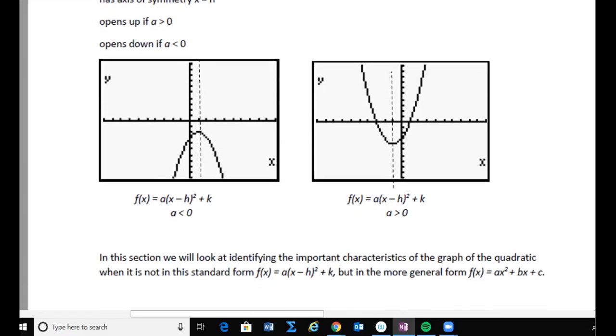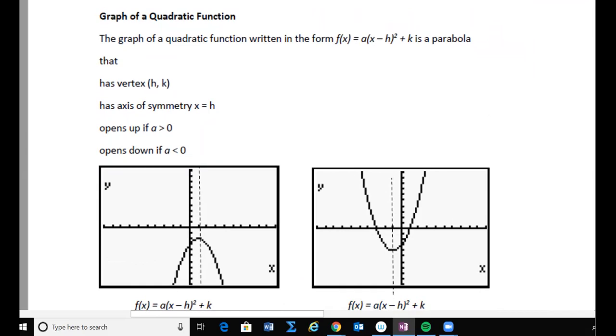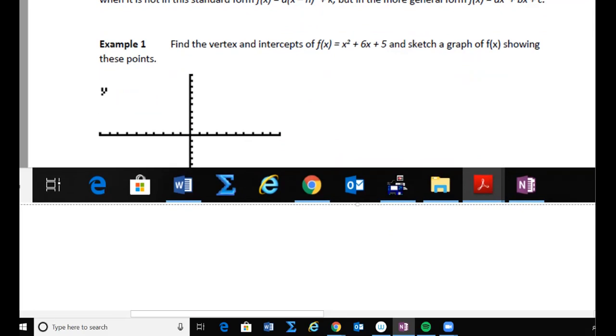Okay, so let's see. Here's the summary now. We talked about that, and then we're working on this one here. We were working on it until the software was giving me problems. Can't figure out why it's been doing that, but I think I know why.